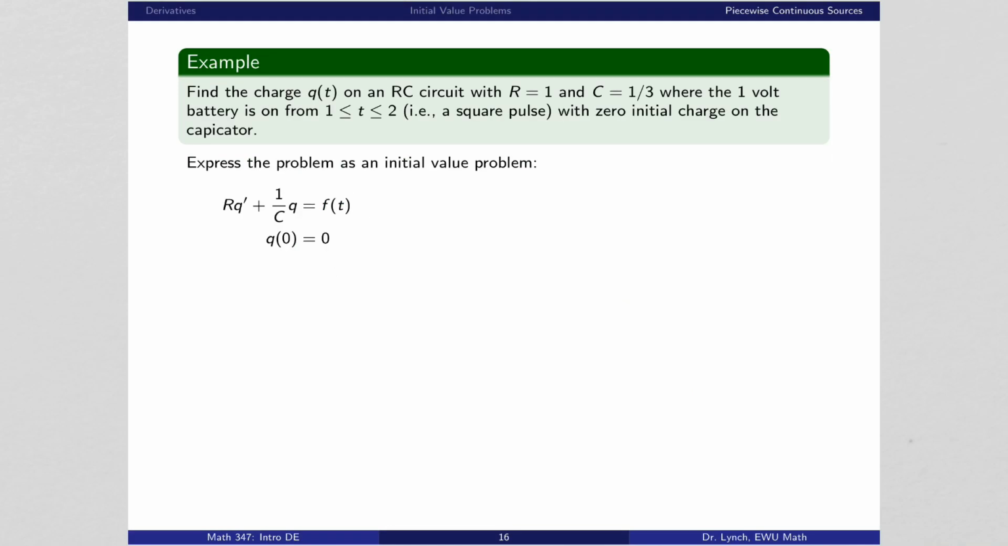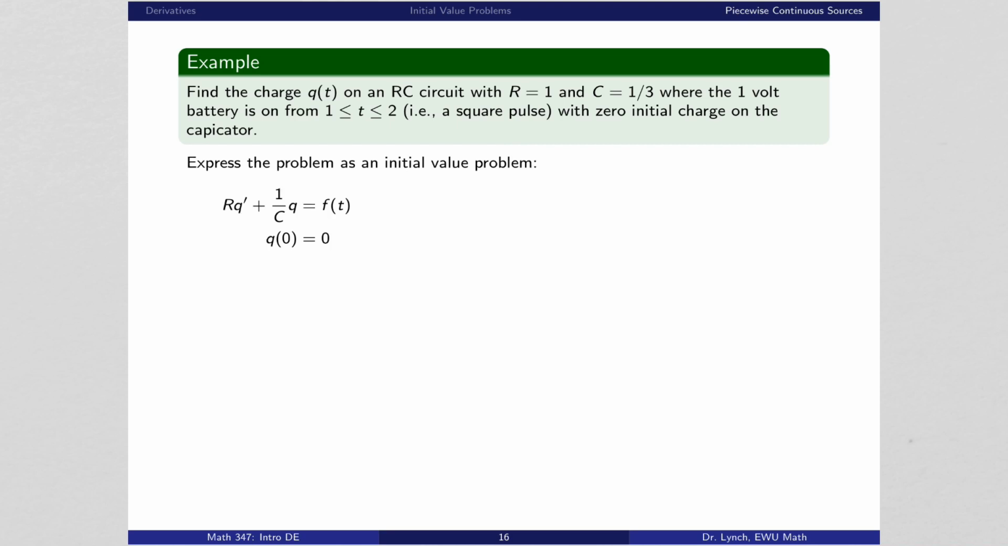So here is an RC circuit. Find the charge Q of t on an RC circuit that has a resistance of 1 ohm, a capacitor of 1/3 farad, where the 1 volt battery source is on from 1 to 2. That is a square pulse, and here we're given 0 initial charge on the capacitor. Okay, so we'll re-express this function as an initial value problem.